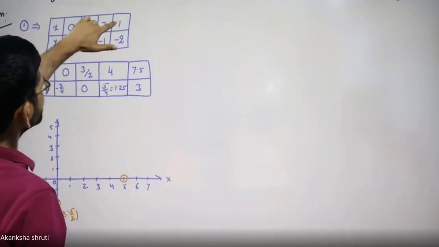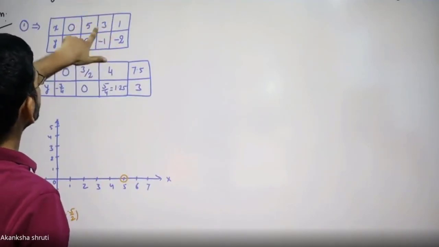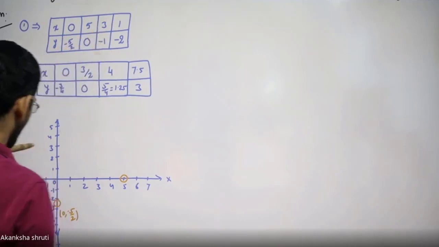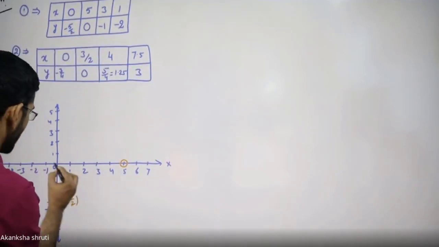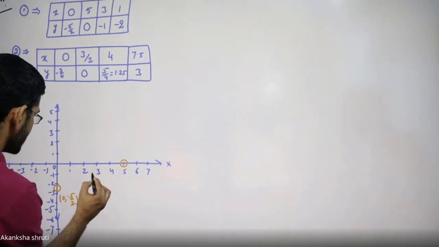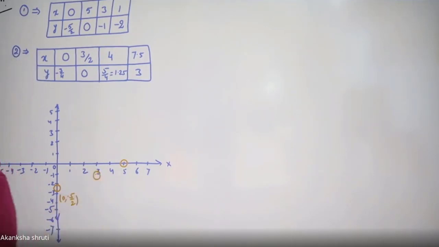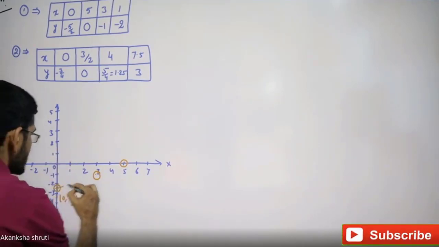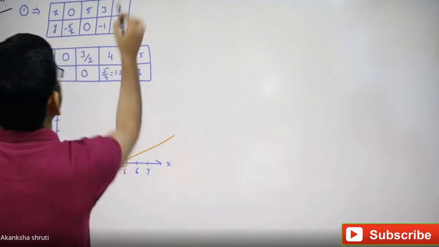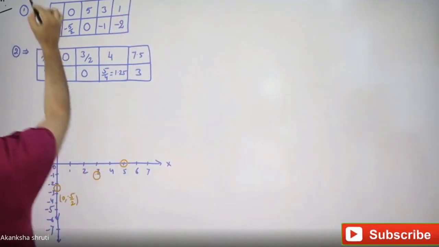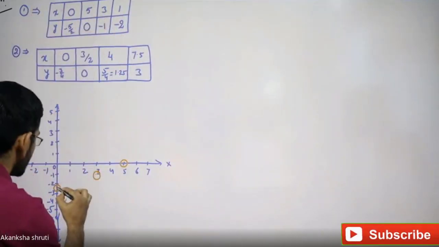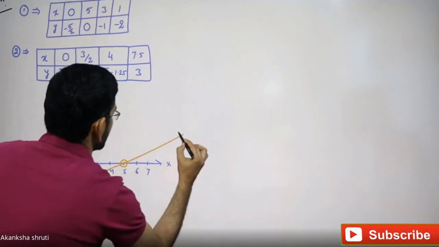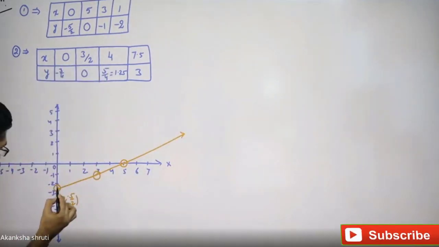Or if you wish, you can substitute one more. x is 3, y is minus 1. Here you are observing, x is 3, y is minus 1. So somewhere here. Joining this, students, you will get the line. So you have to draw it on the scale. So joining these points, this is the line.